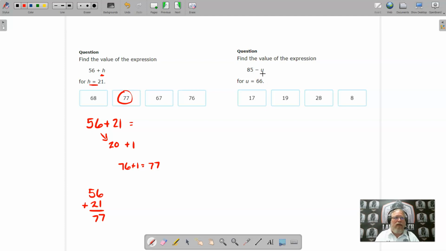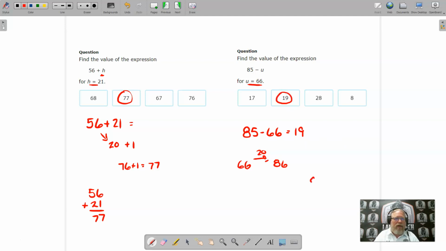All right, next one's subtraction. 85 minus the value of u, and the value of u in this particular case is 66. So we're talking about 85 minus 66. Now you could do this mentally by thinking what's the difference between 66 and 85. If we go up 20 from 66, we would get to 86, right? But it's 85, so we need to back off one, and that would be 19, and we see that answer there.